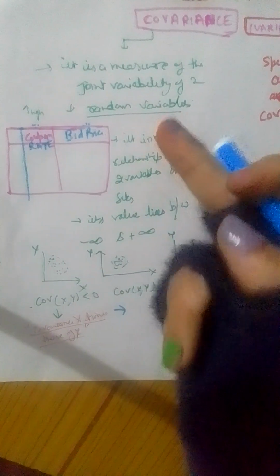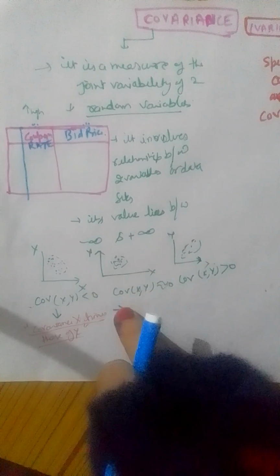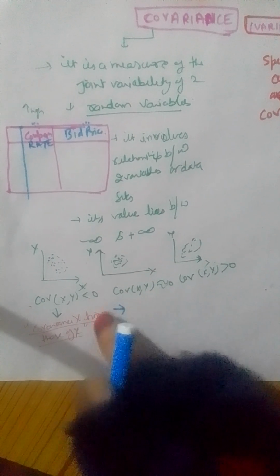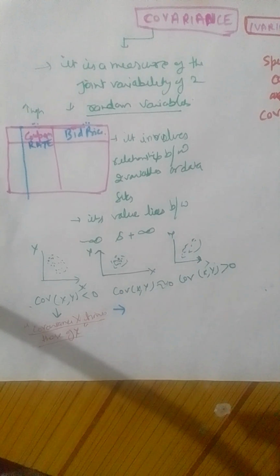If the value of one variable is not affecting the value of another variable, that is bid price, it means that covariance of x and y is equal to 0. So this is the main thing for covariance.